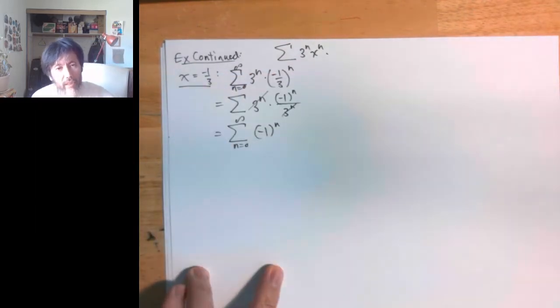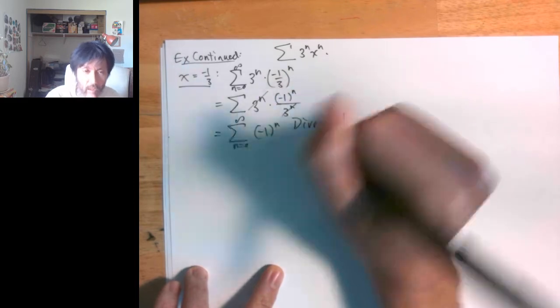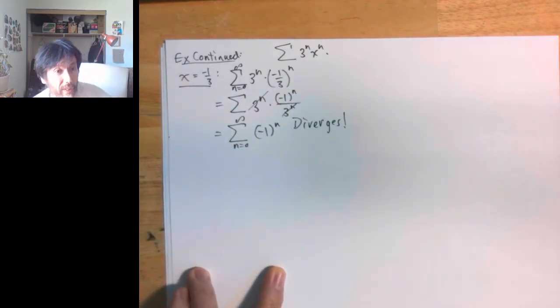And what do we know about this series? It's divergent. That's what we know. Why do we know it? We know it because of the divergence test. You remember the divergence test? The divergence test says that if the limit of the sequence of terms of a series is anything other than 0, then the series diverges.